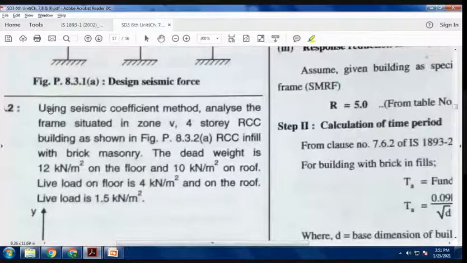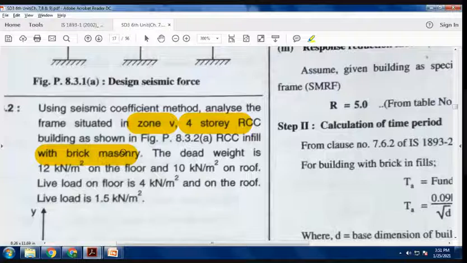It is like this. Using the seismic coefficient method, analyze the frame structure situated in zone 5. He says it is a 4-story RCC building as shown in the figure, and he has given RCC infill with brick masonry. Then what should we do? We should take T equals 0.09 H upon square root of D.